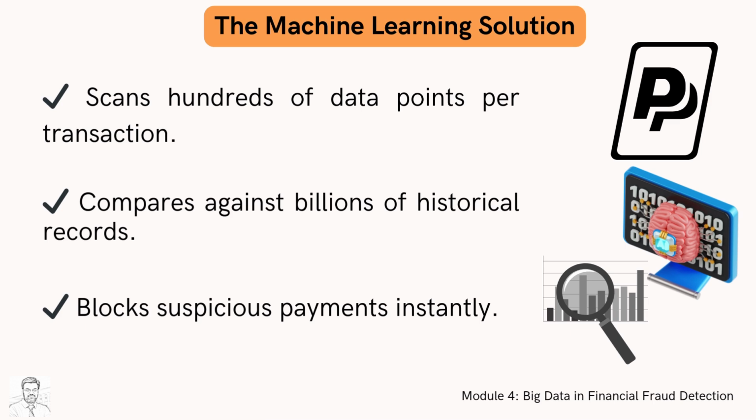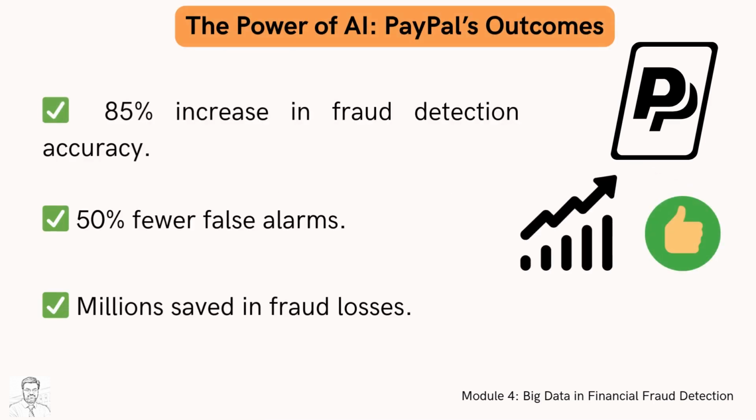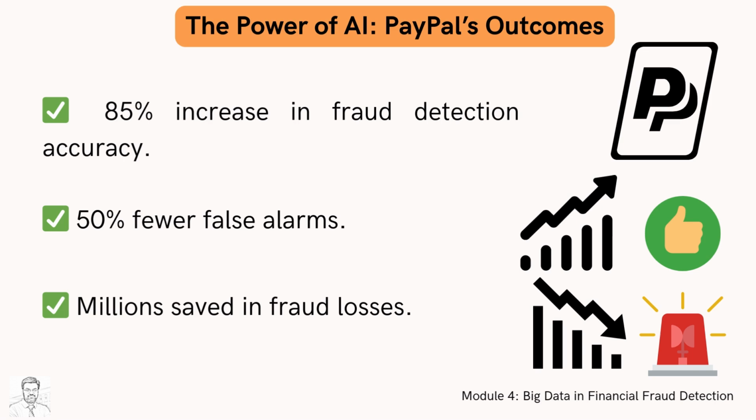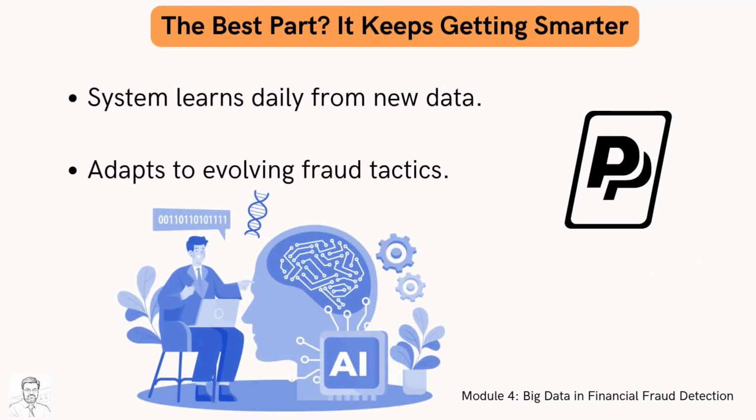It scans hundreds of data points per transaction. It compares each purchase to billions of past transactions. If something looks suspicious, it blocks the payment immediately. The result? Fraud detection accuracy increased by 85%. False alarms dropped by 50%. PayPal saved millions of dollars in fraud losses. And here's the best part. Because the system continuously learns, it gets better and smarter every single day.